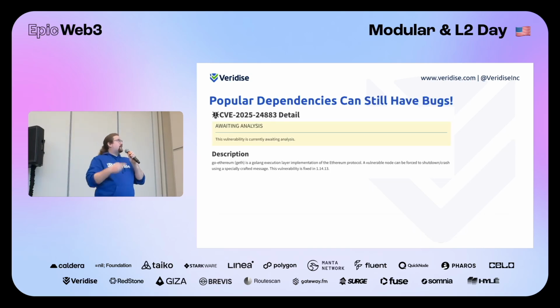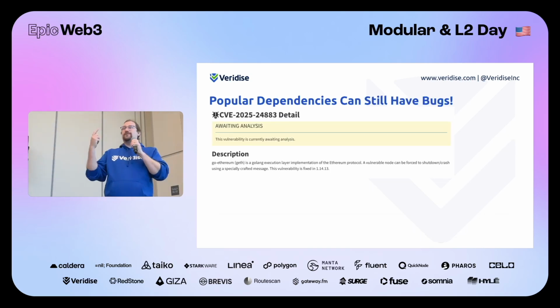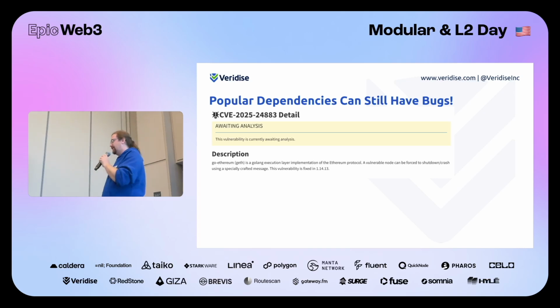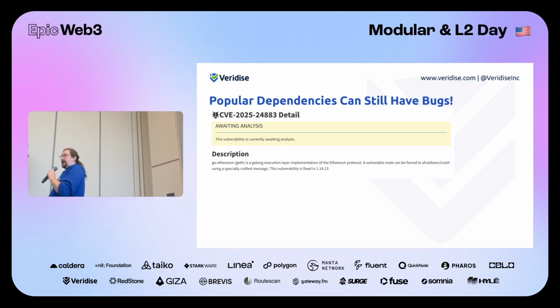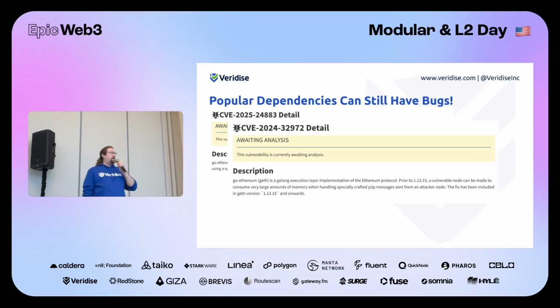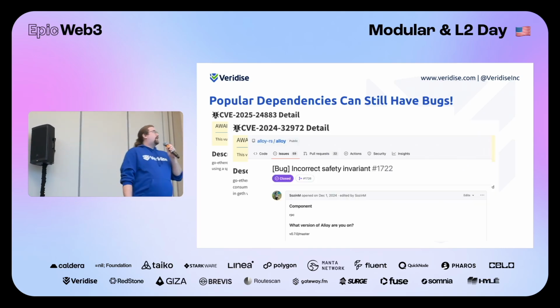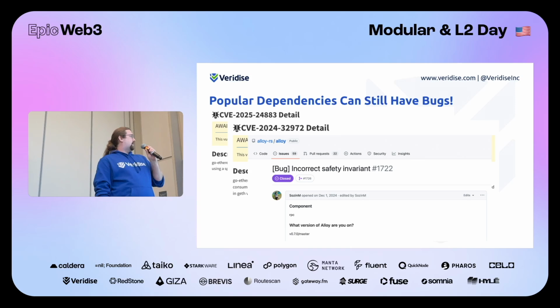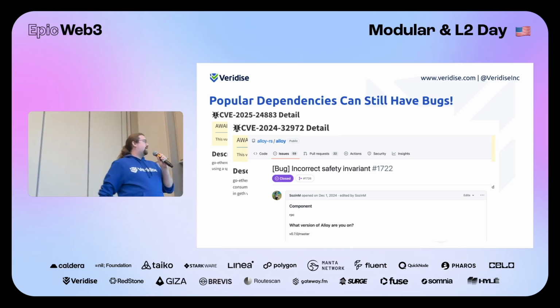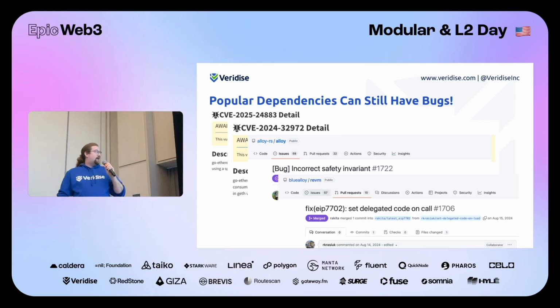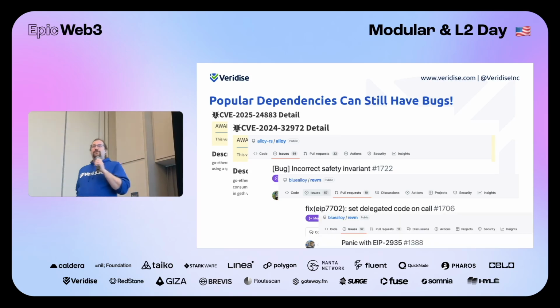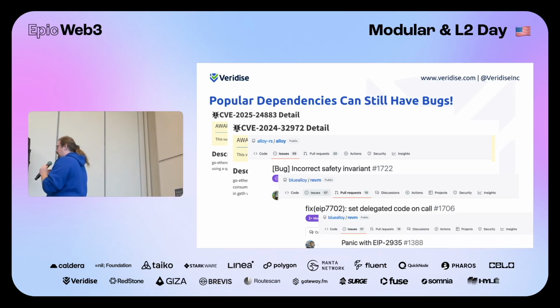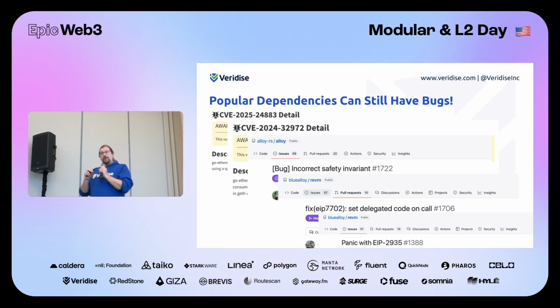So as an example, we can go and look at some bugs that have been found in popular libraries recently. This year, a bug was found in Geth. Last year, a bug was found in Geth. Last year, a bug was found in Alloy. Another bug was found in REVM, and so on. And so that means that any of these bugs could now affect your ZK VM application.